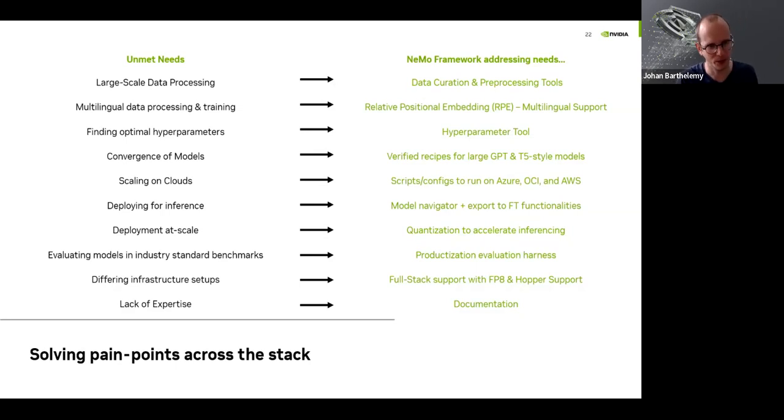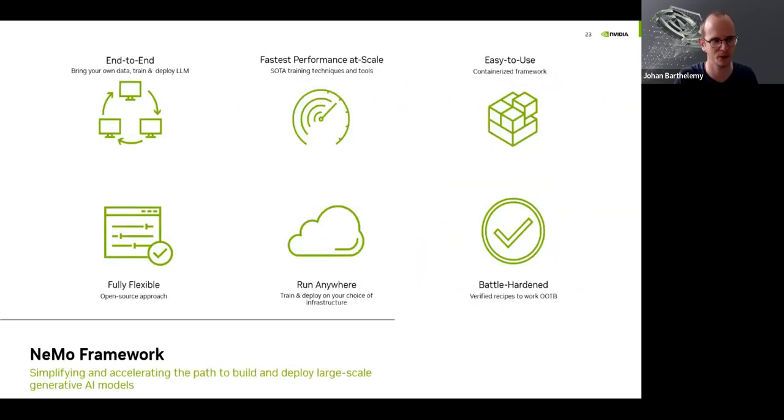Provide tools to help for the inference, deployment at scale, of course. We have a quantization process as well to make the model smaller so it can run faster. And we've got full stack support for the new hardware infrastructure. So if you want to use FP8, which is a new standard for reduced floating point precision, we've got that covered, and it's inside our Hopper or H100 GPUs. And we try to make a lot of documentation available as well. So that's really to try to help you as much as possible to get that ready.